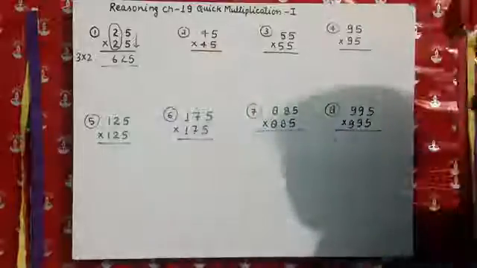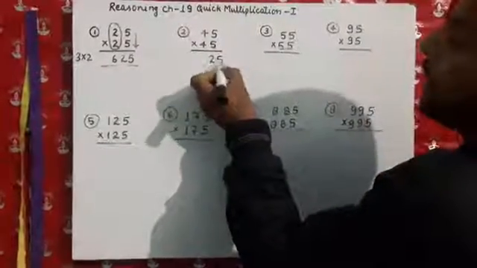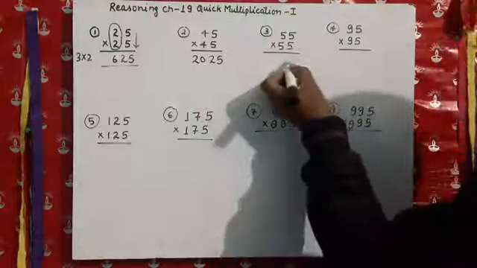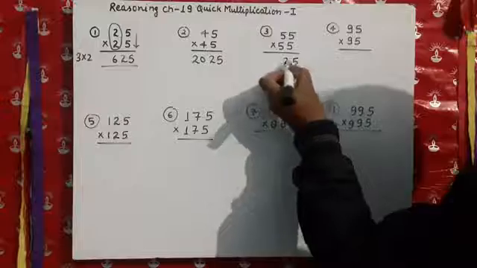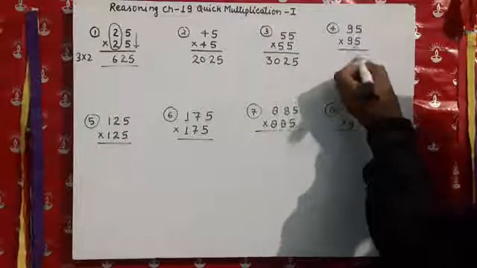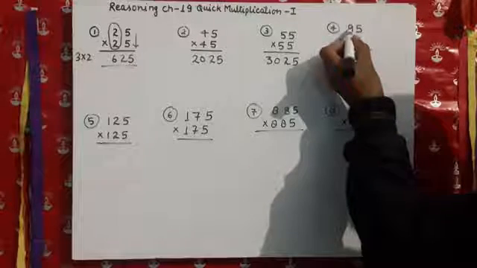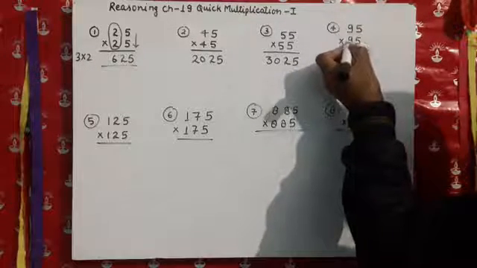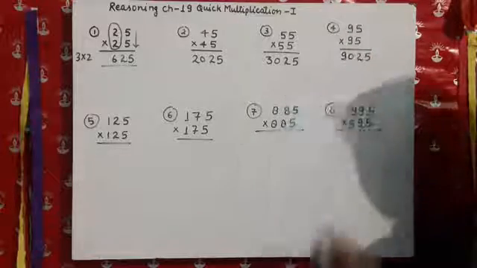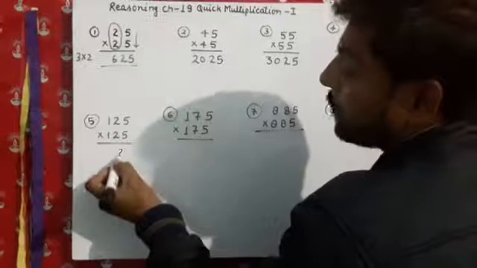The same thing is given in the next question. 5 fives are 25, and 4 fives are 20. Now 5 fives are 25, 5 sixes are 30. Now 5 fives are 25, and the successor of 9 is 10, so 9 tens are 90. Now we go to this number, 5 fives are 25.